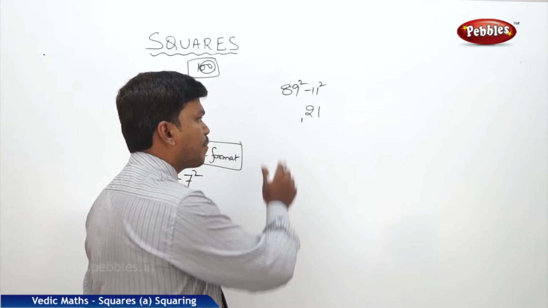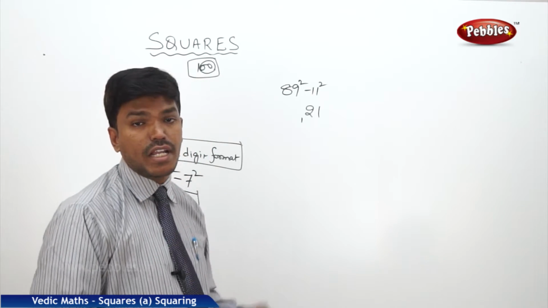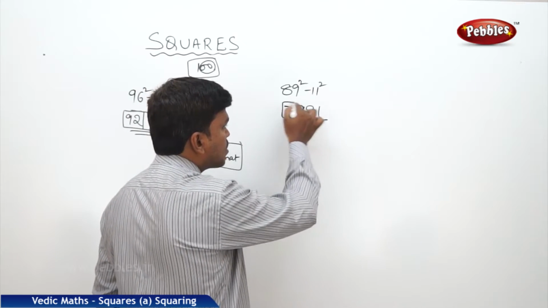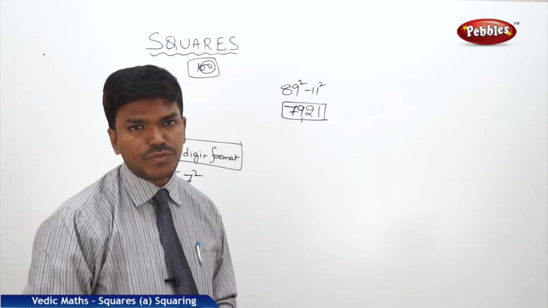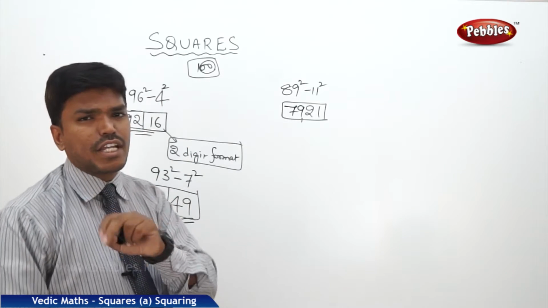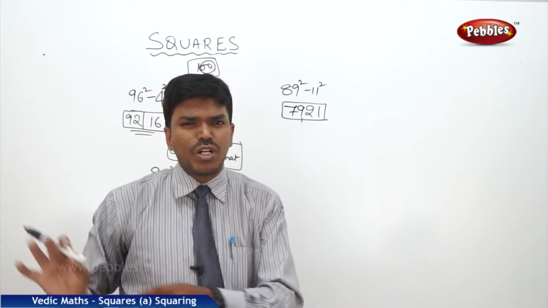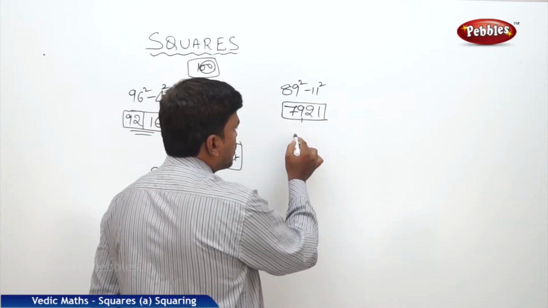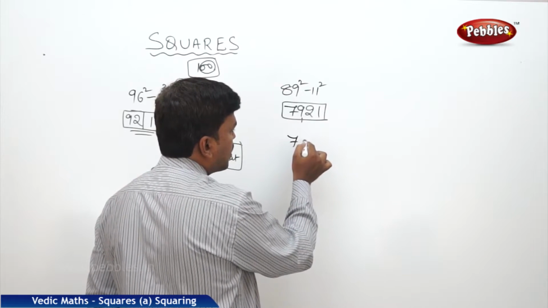78 plus 1 is the carry. You should not forget the carry. So what is 78 plus 1? 79. So your answer is 7921. And remember one thing, I draw these boxes just for your understanding purpose, and every time there is no need of drawing the boxes like this. Okay, now let us take some 78 square.